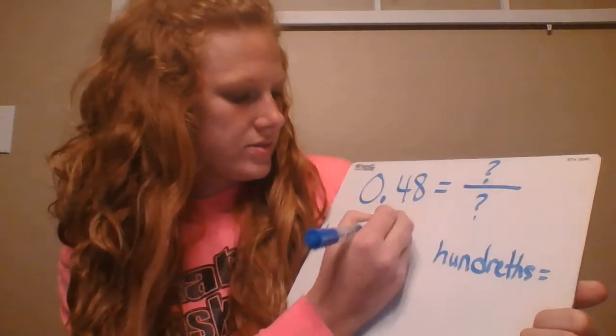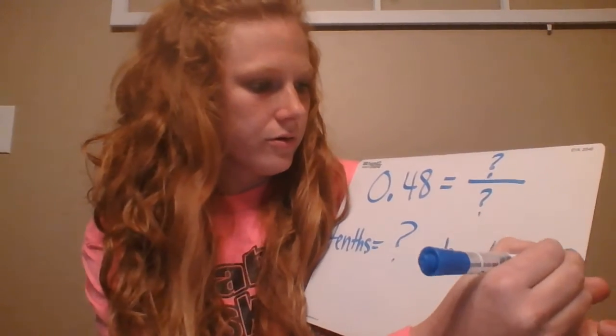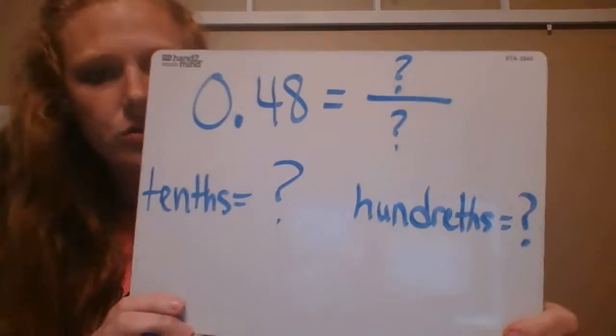So the one question that I want you to do on your own, I'm going to give it to you in decimal form. It is 0.48, so 48 hundredths, and I want you to write that as a fraction, and I need you to tell me how many tenths there are and how many hundredths there are. So this one you're going to do on your own, and you can earn some extra dojos.